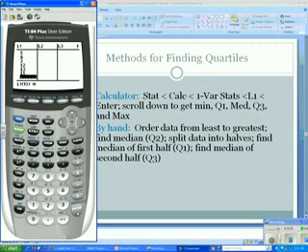Does everybody have the same data entered that I just entered? Do you want me to scroll back up? Okay. Stat, edit. So stat and then edit will get you to entering. Okay, so then we did 12, 15, 10, 8, 9, 7, 5, and then 6, 3, 12, 13, 15. Okay, are we good?